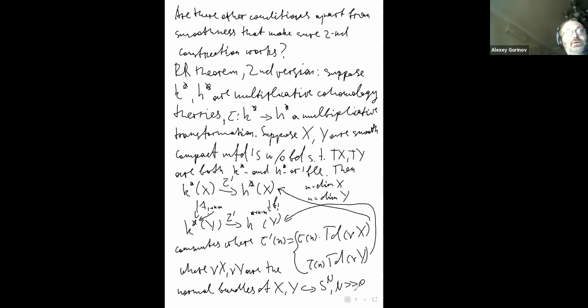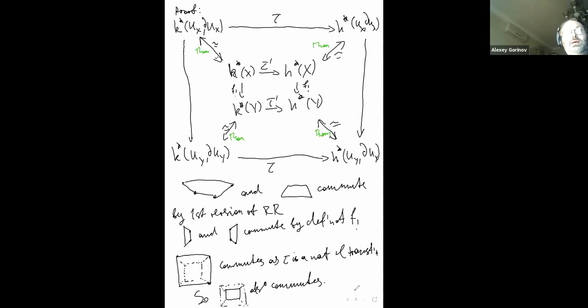Well, let's see which relation this has to the classical Riemann-Roch theorem. Well, let's take K equal the topological K theory, H equal the rational cohomology.